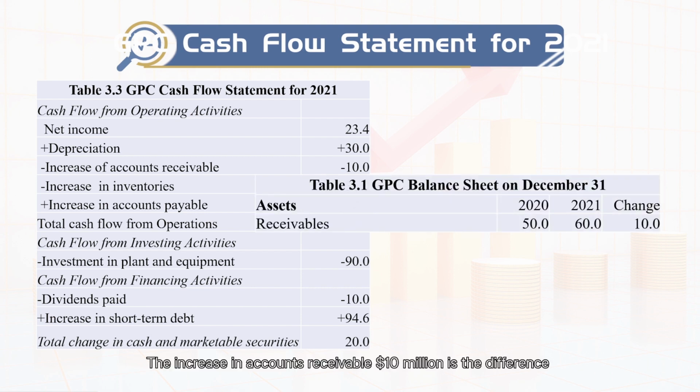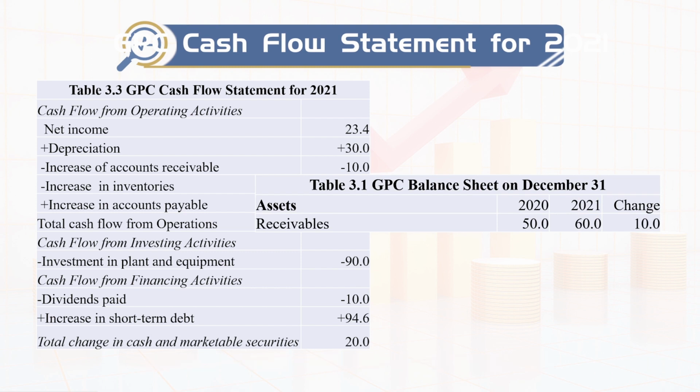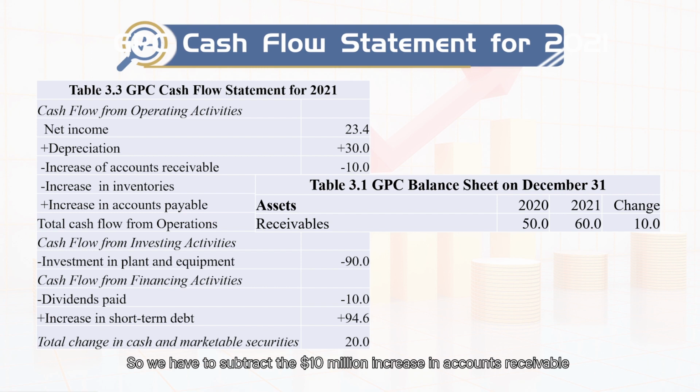The increase in accounts receivable, $10 million, is the difference between the receivables of these 2 years in the balance sheet. This means $10 million worth of goods and services were shipped and billed to customers in 2021 but were not collected. So we have to subtract the $10 million increase in accounts receivable to get from net income to cash flow from operations.